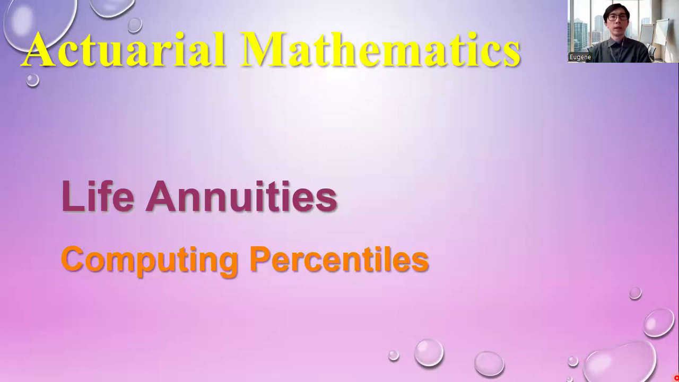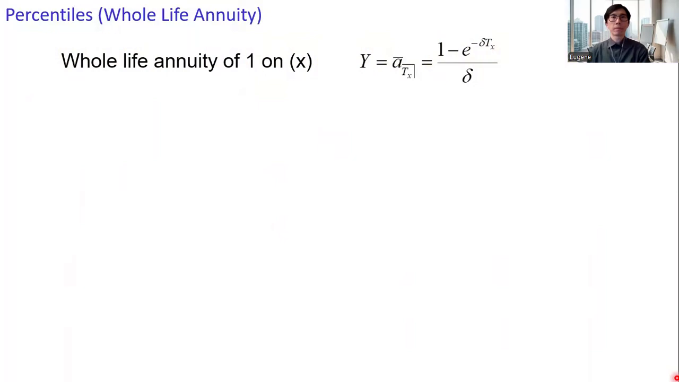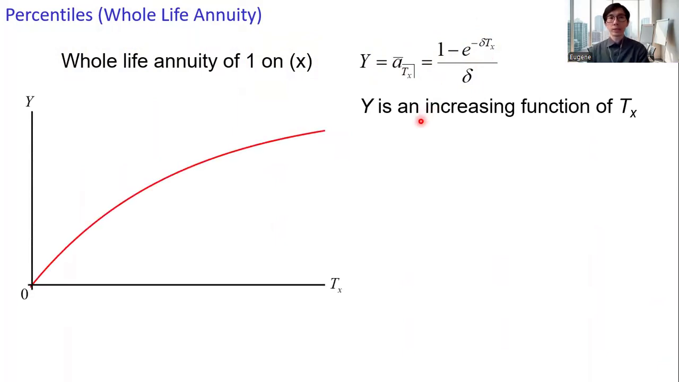Hello everyone. In this video, we will compute the percentile for the present value random variable for the life annuities. As usual, we will start with the whole life continuous annuity. We have this expression for Y, and we can expect that Y is an increasing function of Tx. And this is an illustration for the graph Y versus Tx.